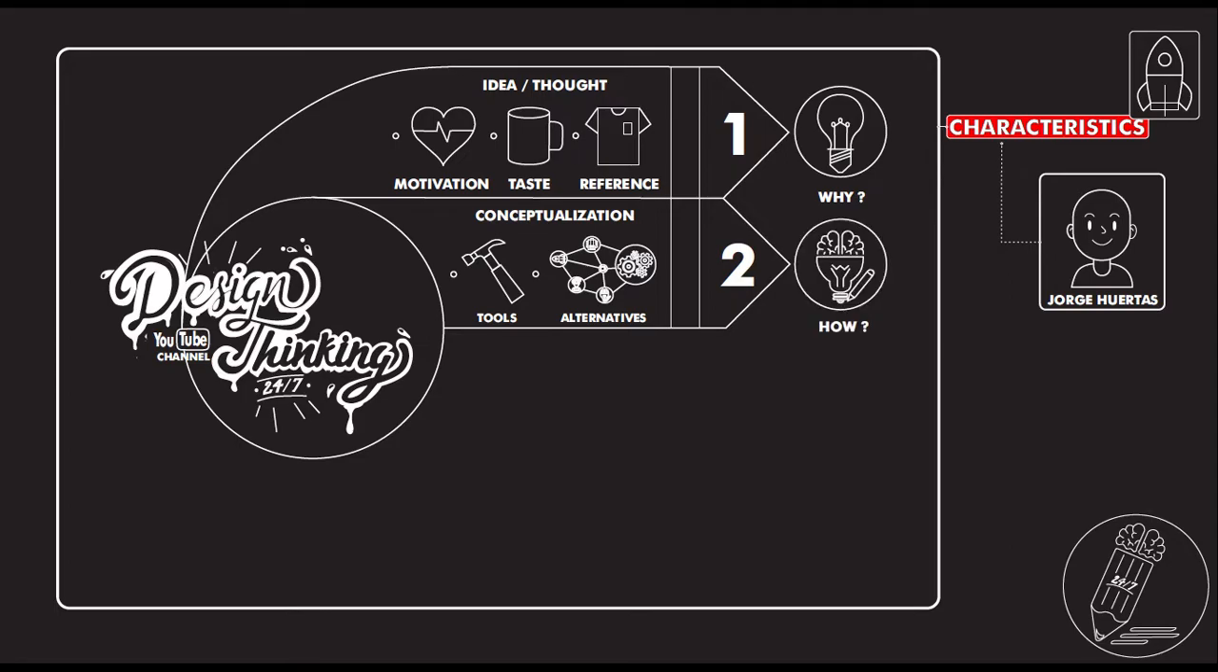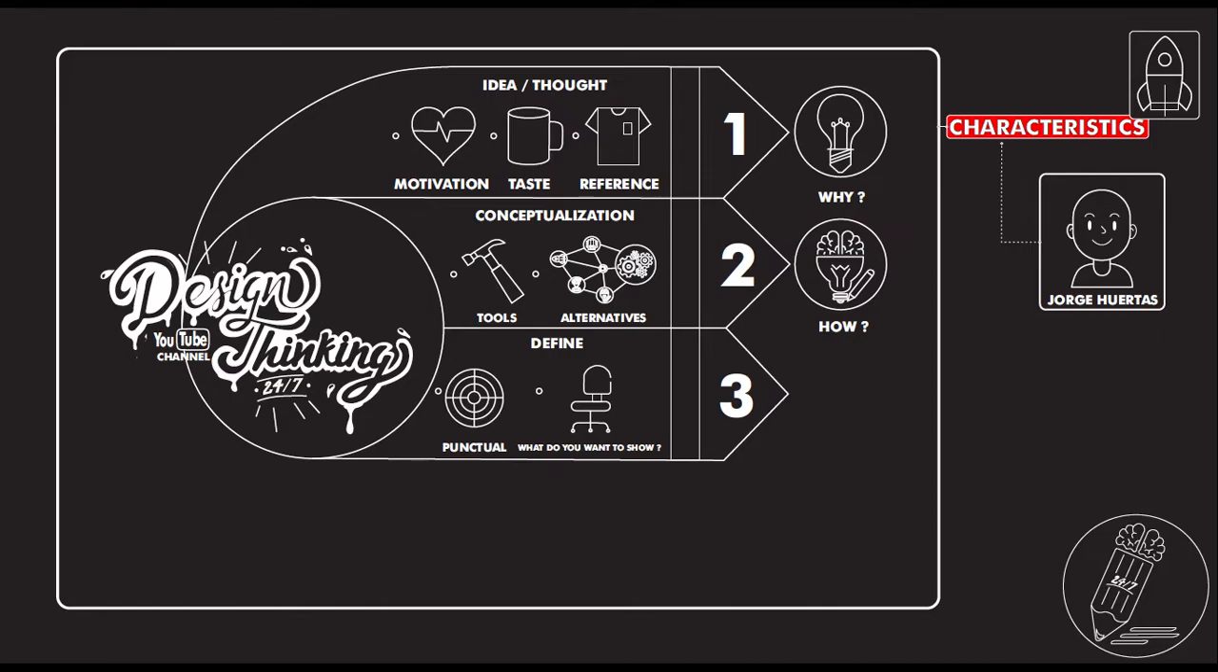In this stage of the conceptualization, here we want to answer how is it going to be developed. And as I told you, you need to use brainstorming or different ways that you can make it. After you develop this tool, then you need to define, okay, so you make a brainstorming. After that, you need to define punctually what do you want to show. And that question is extremely important.